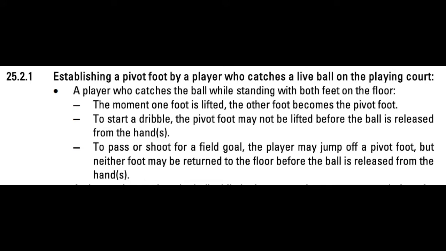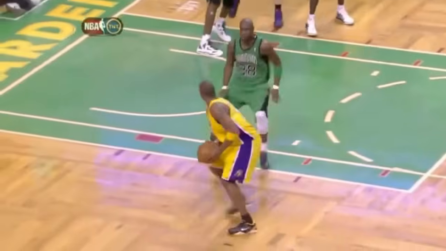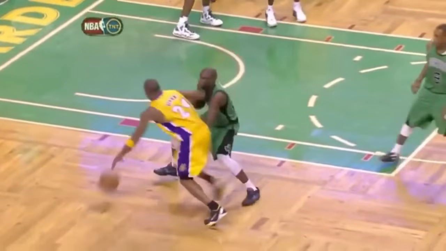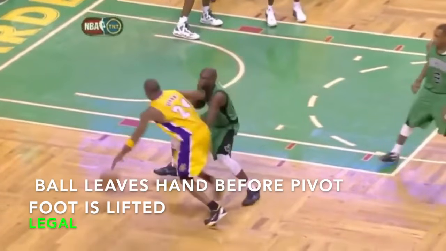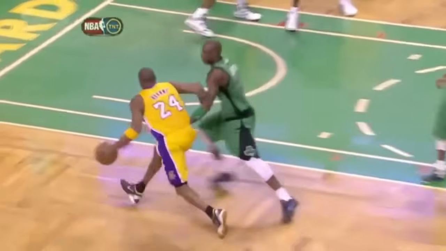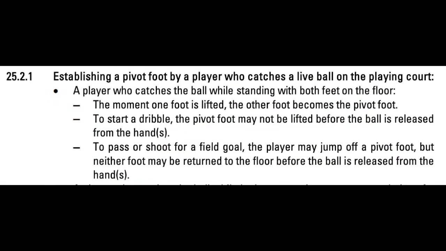The last thing we're going to look at is the triple threat out of a pivot on a stationary catch. Your triple threat are the three ways you can lift your pivot foot off the ground. So the first one is a dribble. When the ball leaves your hands, then you're allowed to lift the pivot foot. If you lift the pivot foot prior to allowing the ball to be released from your hands, it is a travel.